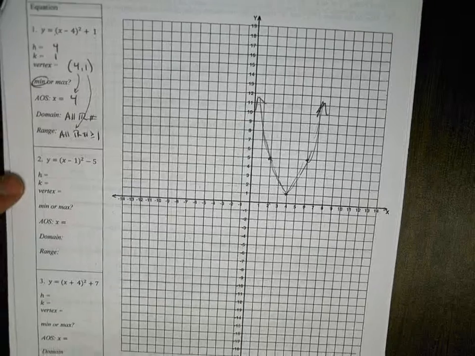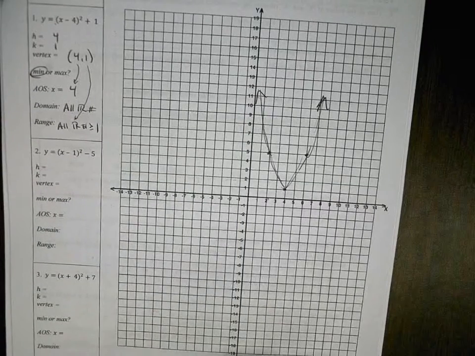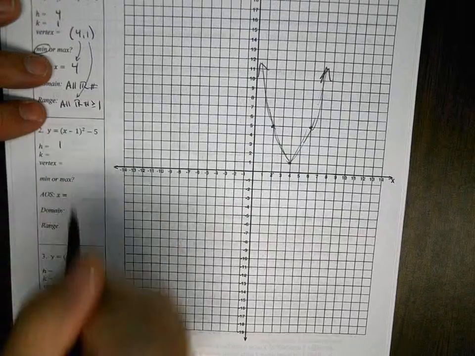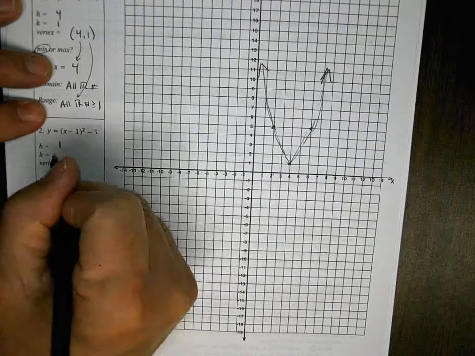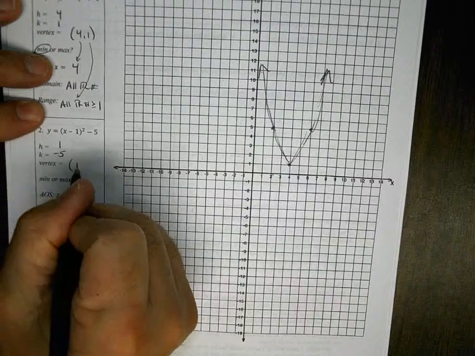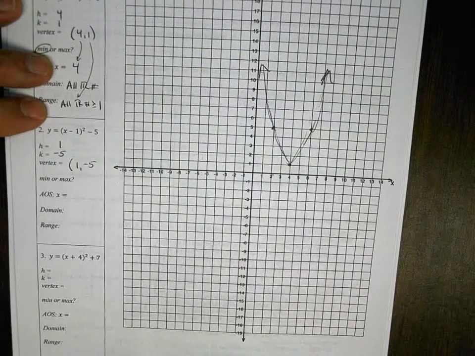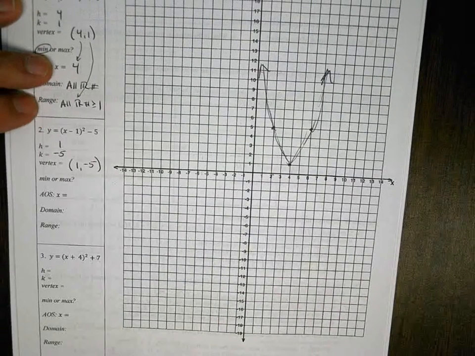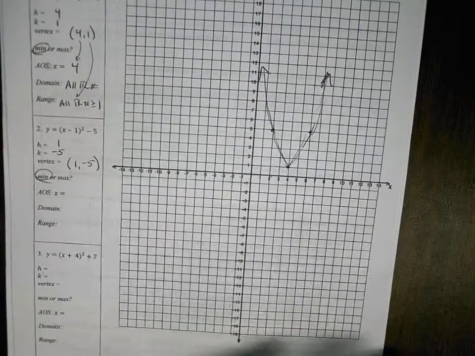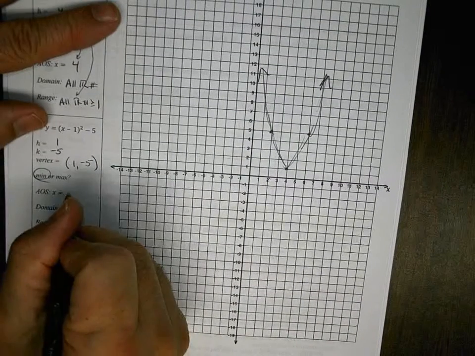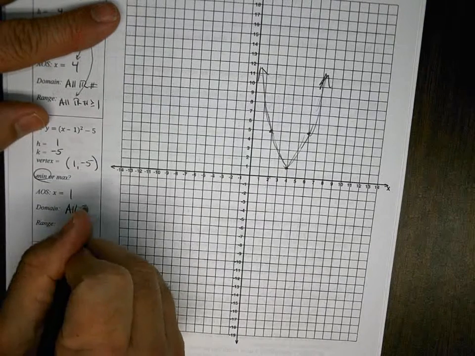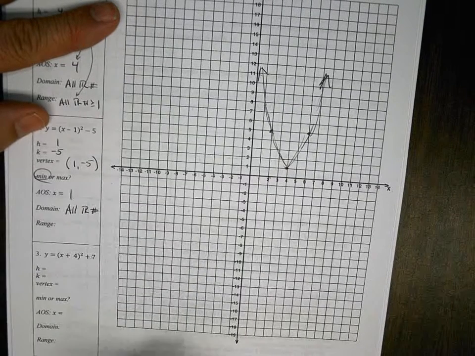Okay, number 2. What's your h value? It is 1. What's your k value? -5. Very good. What's your vertex? Is this an absolute maximum or absolute minimum? Minimum. Very good. What is your AOS? x equals 1. What's your domain? All real numbers. What's your range?